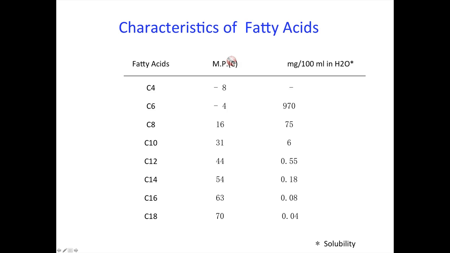That should have been degrees Celsius here. So let's see if we can write that here now. Right above here, that should have a little 0 there. So that's degrees Celsius, sorry. The melting point goes from -8 to -4, 16, 31, 44, 54, 63. So in other words, as the number of carbons increases, there's also a trend in the melting point. The melting point is increasing. That is one trend we've seen there: as the number of carbon atoms increases, the melting point increases.